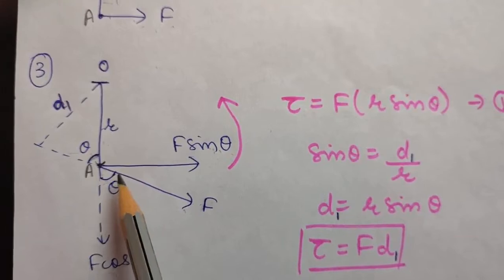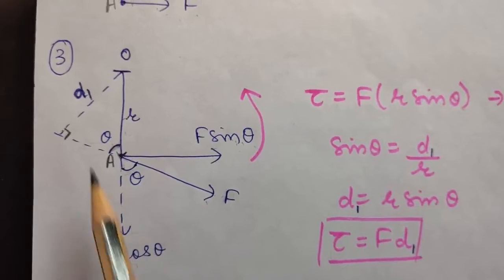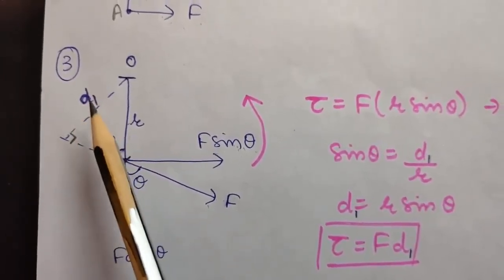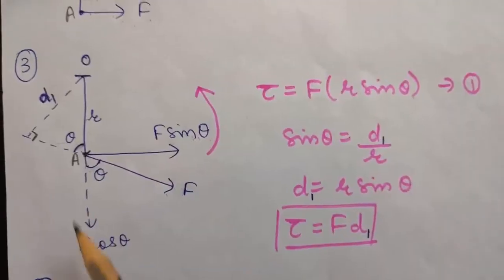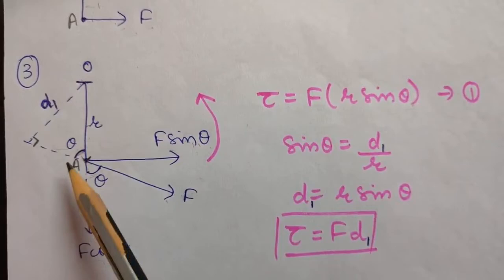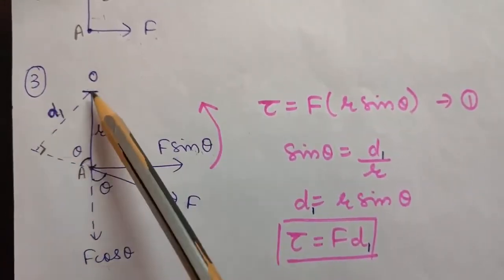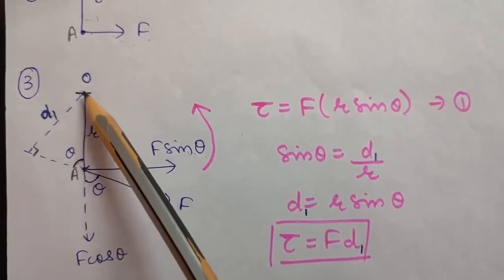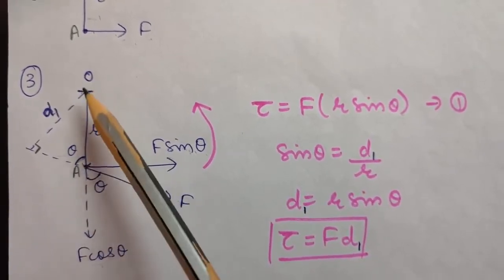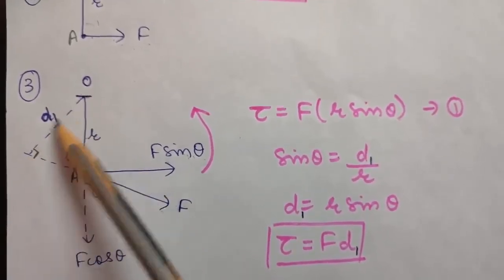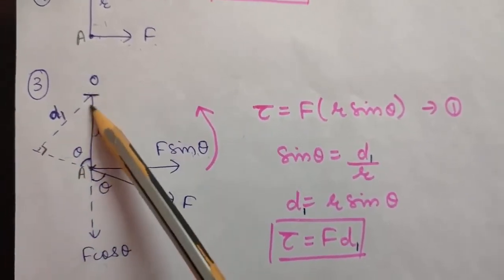Now clearly look here, if I extend this line and I draw a perpendicular on this line, so this D1 is nothing but perpendicular distance between line of force and axis of rotation. So axis of rotation will be perpendicular to the plane of paper, because in this case we will see that this rod will go rotating like this. So the axis at O perpendicular to the plane of paper is the axis of rotation. So D1 is nothing but the perpendicular distance between line of force and axis of rotation.